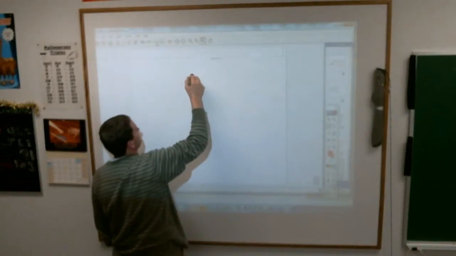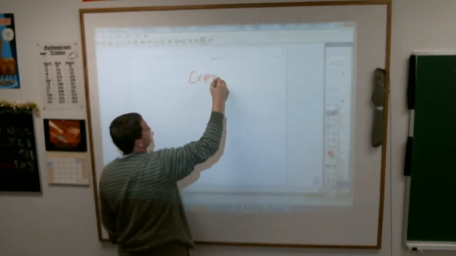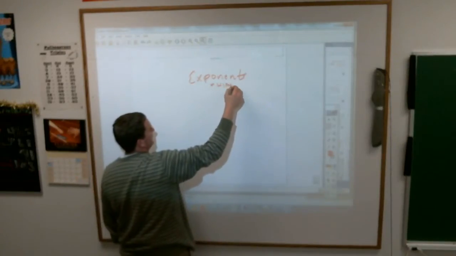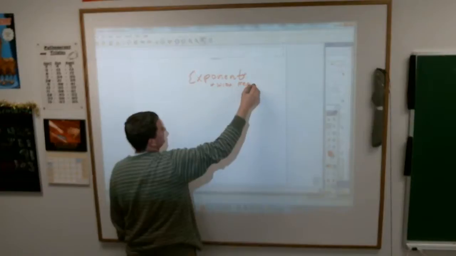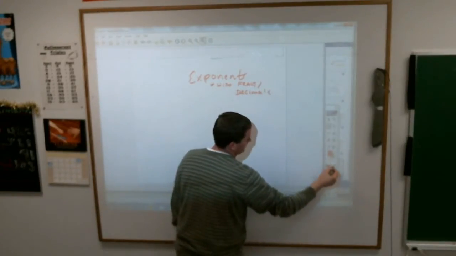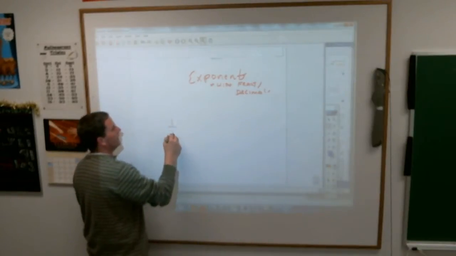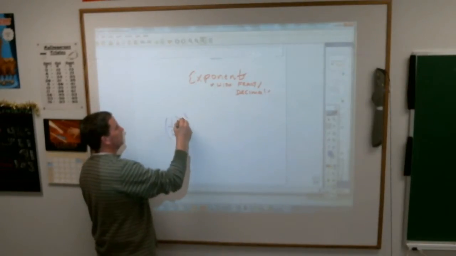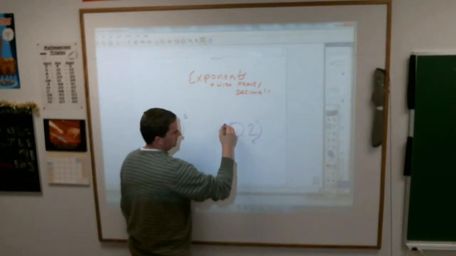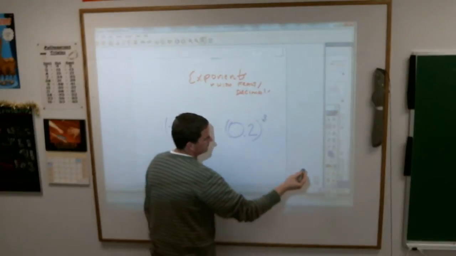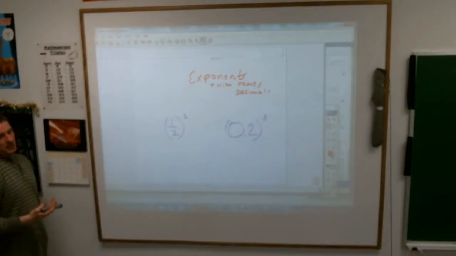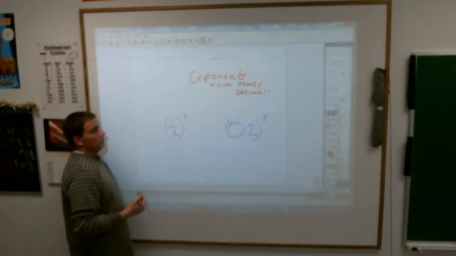This can be kind of confusing, and this is with fractions and decimals. What happens when we have 1/2 to the third power, or what happens if we have 0.2 to the third power? This isn't really hard, it just gets a little confusing at times. You don't do anything different than with whole numbers.